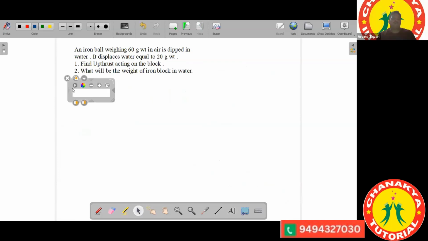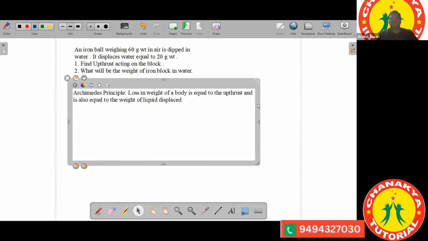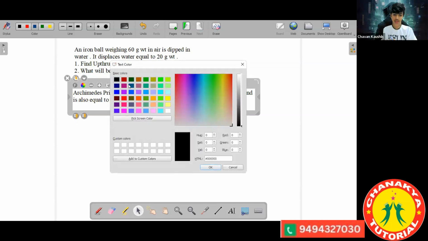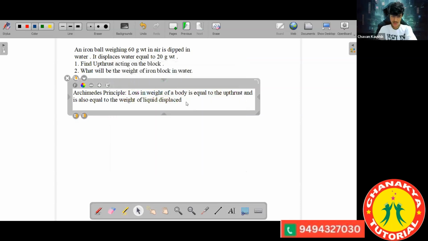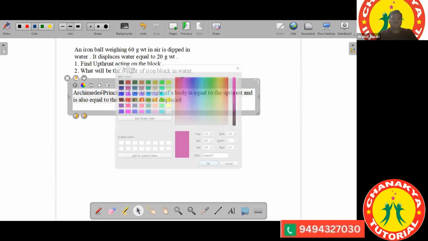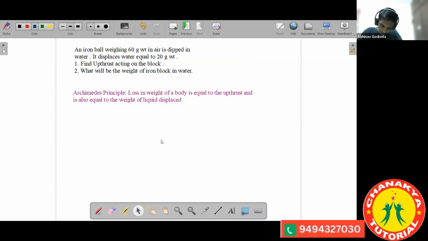For your help, I am putting the Archimedes principle also here. Just have a look at the Archimedes principle also. Sir, I got it. Abhinav, did you get the answer? No, sir, I did not understand the question.